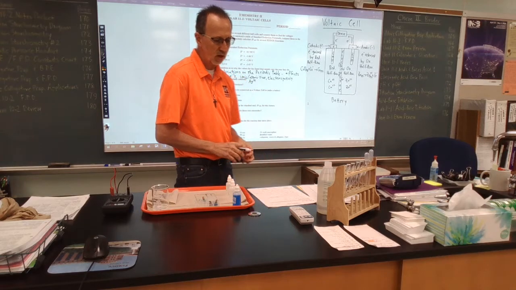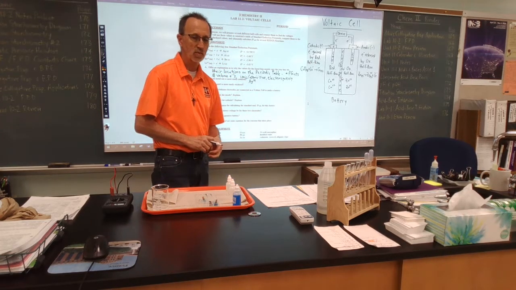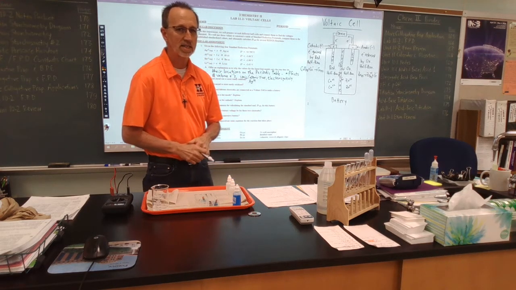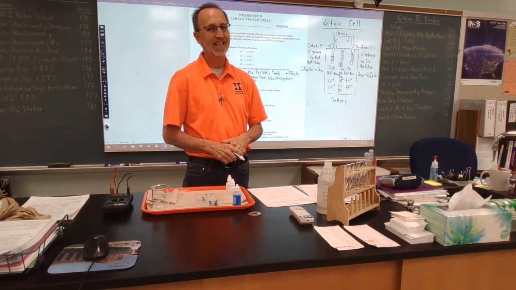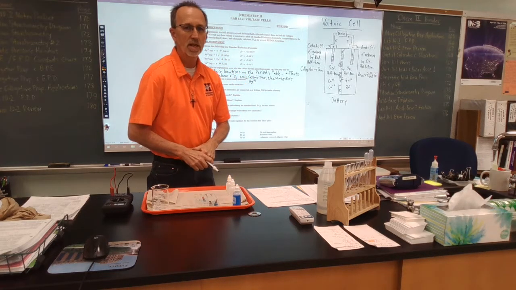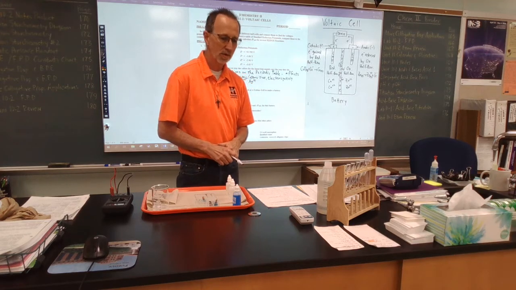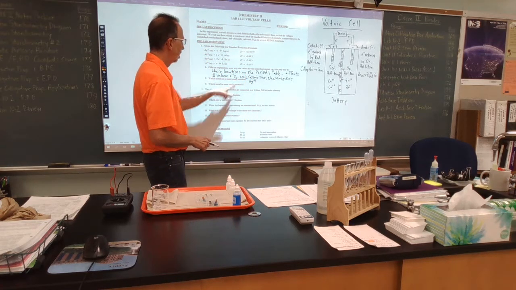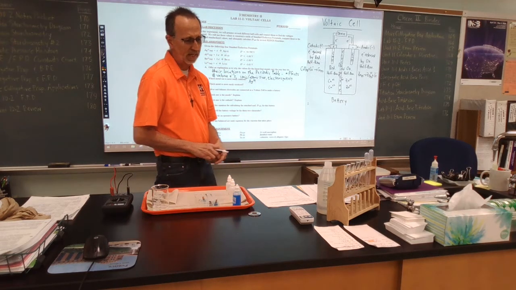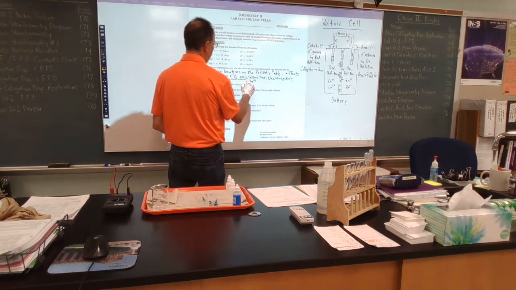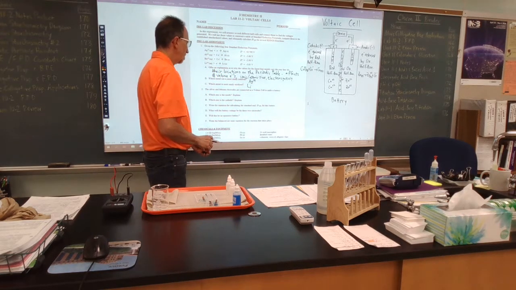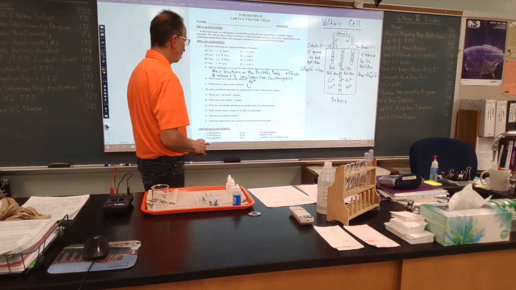And letter C, which one is most easily oxidized? Well, the one most easily oxidized wants to be reduced the least, of course, meaning its E value would be the most negative, which of course would be lithium. And so lithium metal wants to be oxidized the most.